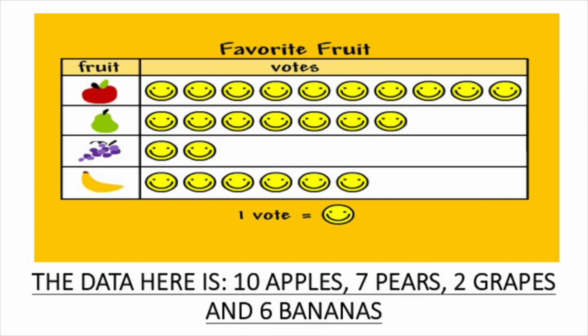So the data here is 10 apples, 7 pears, 2 grapes, and 6 bananas.